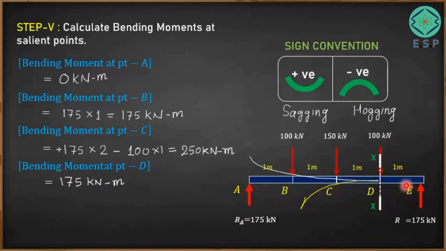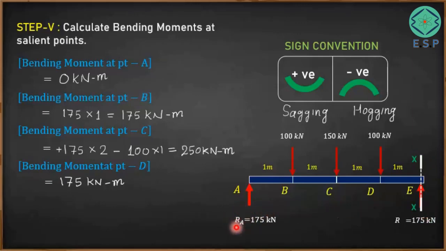Now we would like to calculate the bending moment at point E. So for that we will be shifting this plane XX to the point E. Now here the bending moment at point E is caused by this force, that is 175 kilonewton, this force, that is 100 kilonewton, this force 150 kilonewton, and this force, that is 100 kilonewton. So these forces are going to cause bending moment at point E.